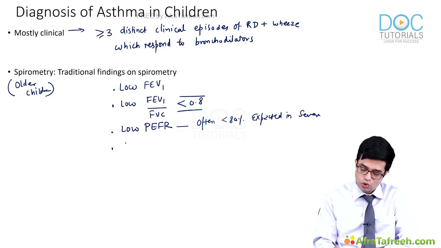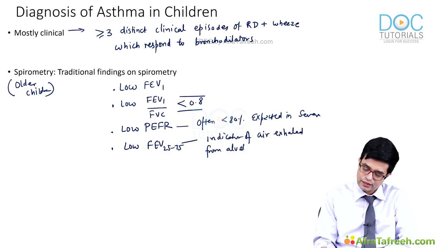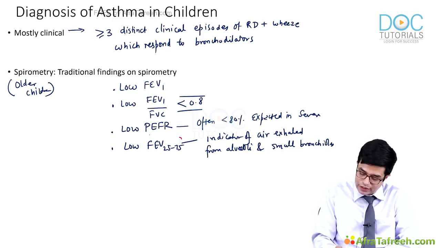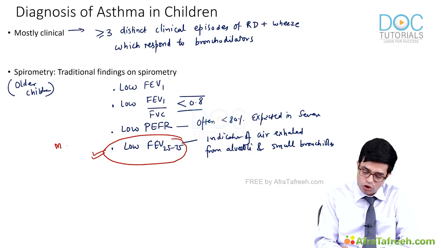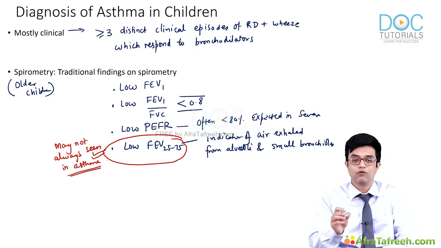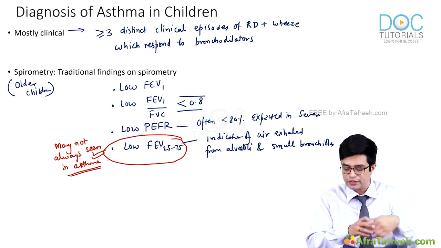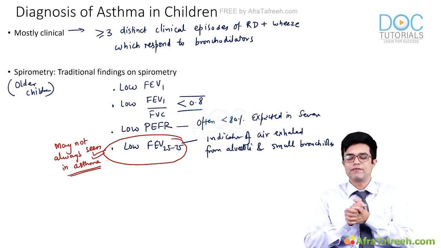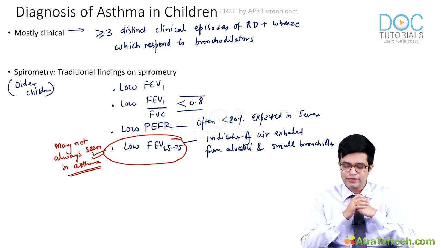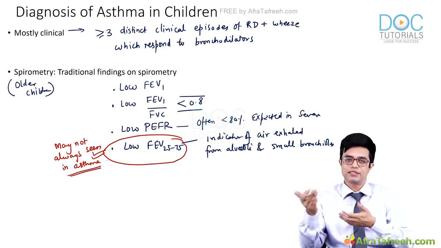You may also find a low FEV 25 to 75, which is an indicator of air exhaled from alveoli and small bronchioles. Because of this, the low FEV 25 to 75 may not always be seen in bronchial asthma, since asthma usually involves the larger airways as compared to the smaller airways. So, although you may find it, it is not normally performed, and in fact, the latest GINA guidelines do not include FEV 25 to 75 in the criteria for diagnosing the condition.